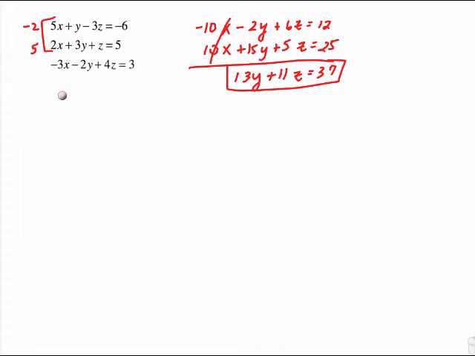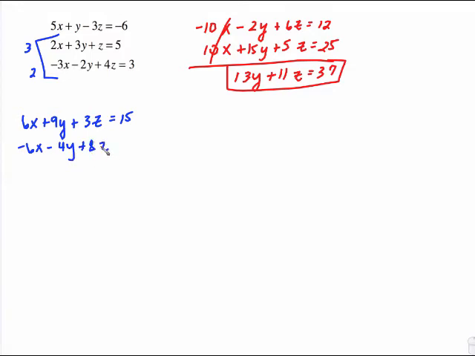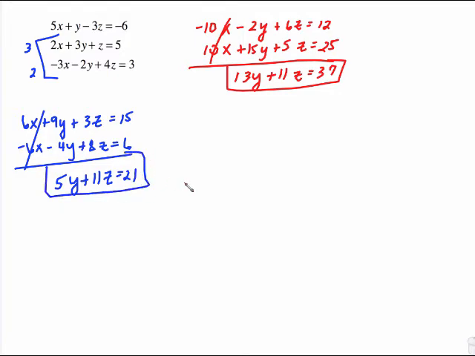And where I'm going to go to get the other one, I'm going to use these two equations right here and do the same process. But notice these already have opposite signs, which is great. So all I have to do is multiply this by 3 and this by 2. So this will be 6x plus 9y plus 3z equals 15. This is -6x minus 4y plus 8z equals 6. X's cancel out. This gives me 5y plus 11z equals 21. So here is my other equation that has the same two variables.